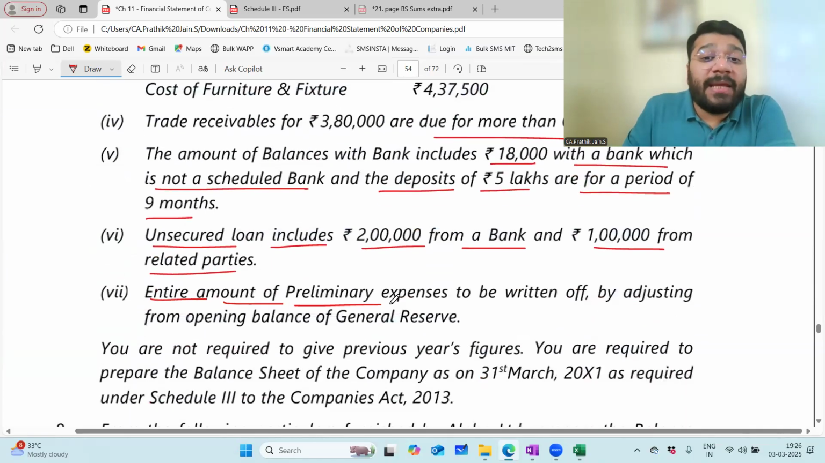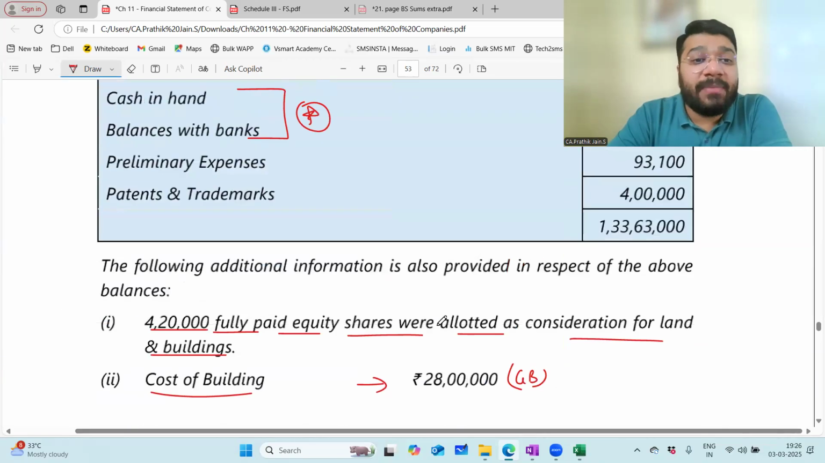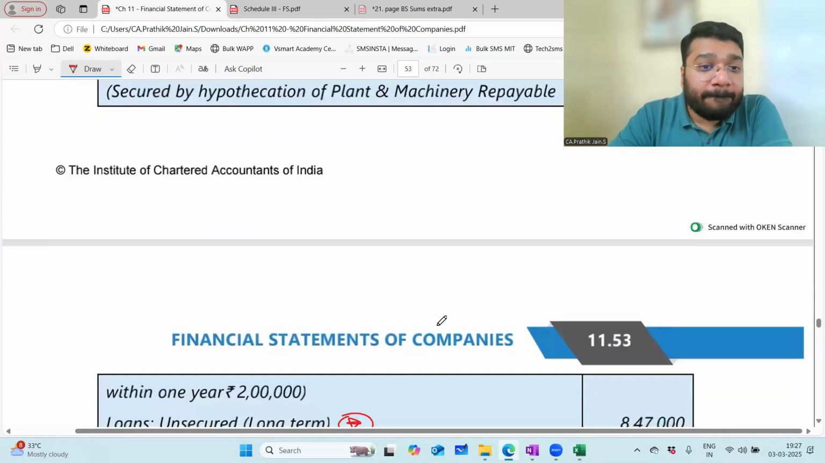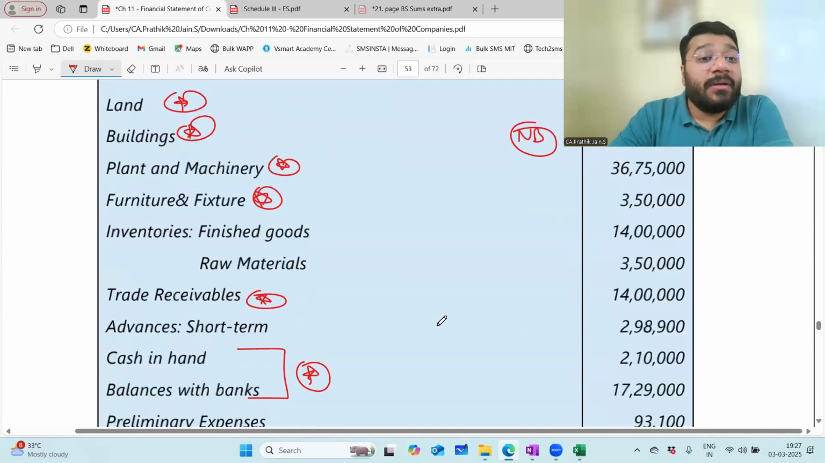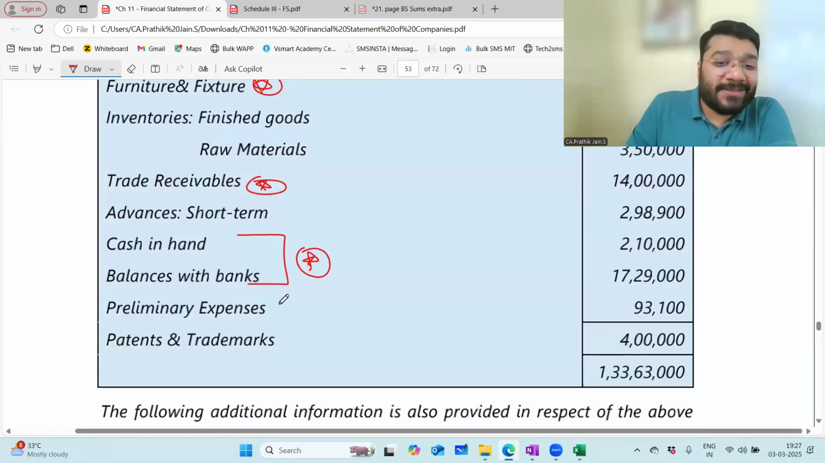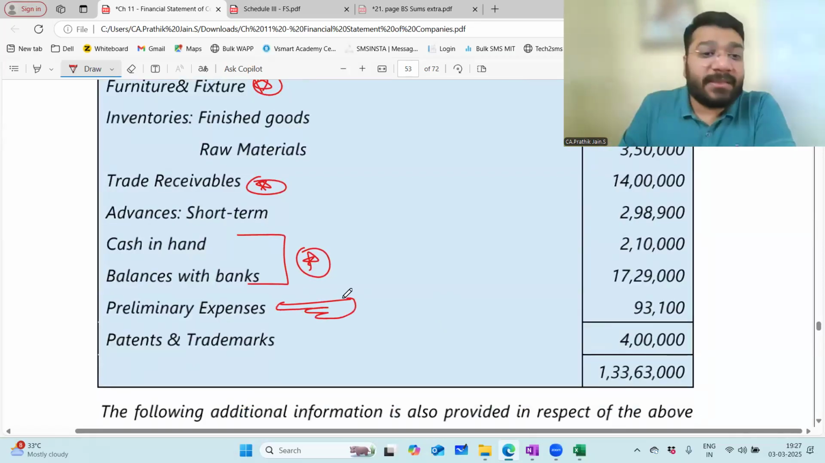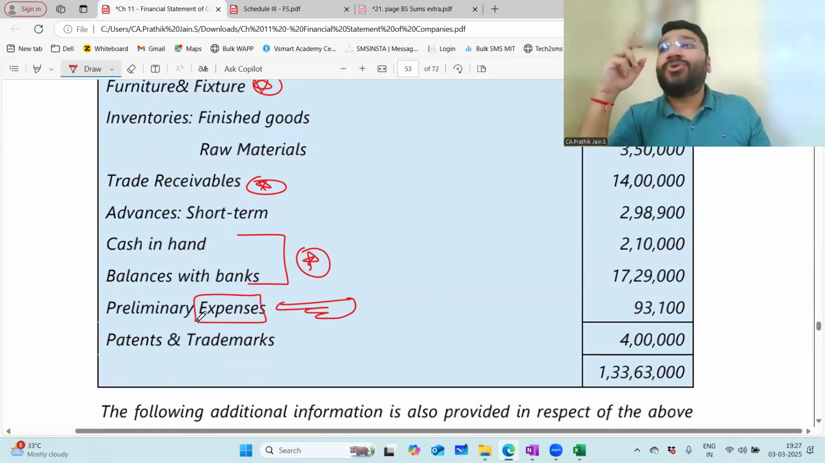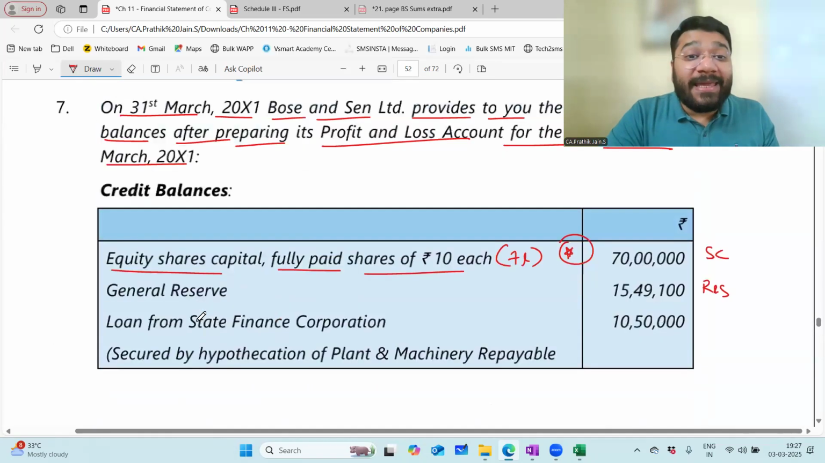The entire amount of the preliminary expenses is to be written off by adjusting from the opening balance of GR. So there's some preliminary expenses given. Where is it given? Here it is. Now this is what I was discussing about. You have preliminary expenses. The word is expenses. The moment you see expenses, what will you think? Oh, it should go to other expenses. But the question says what? The profit and loss account is already prepared.